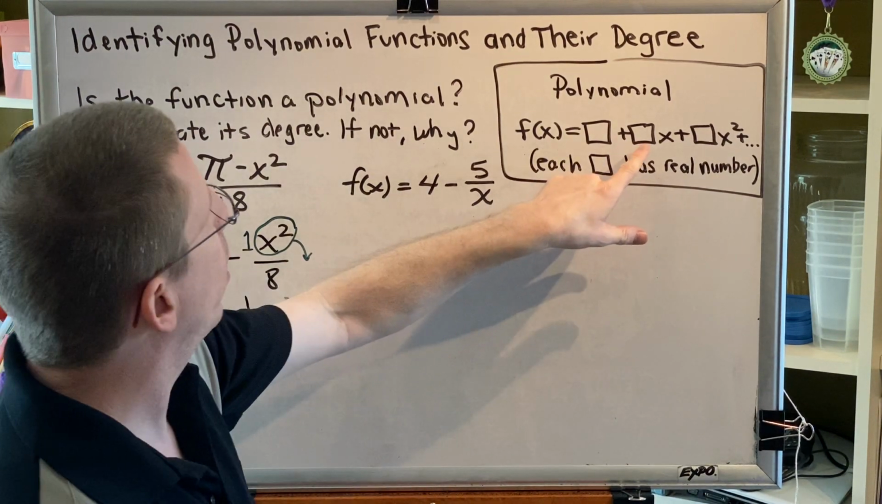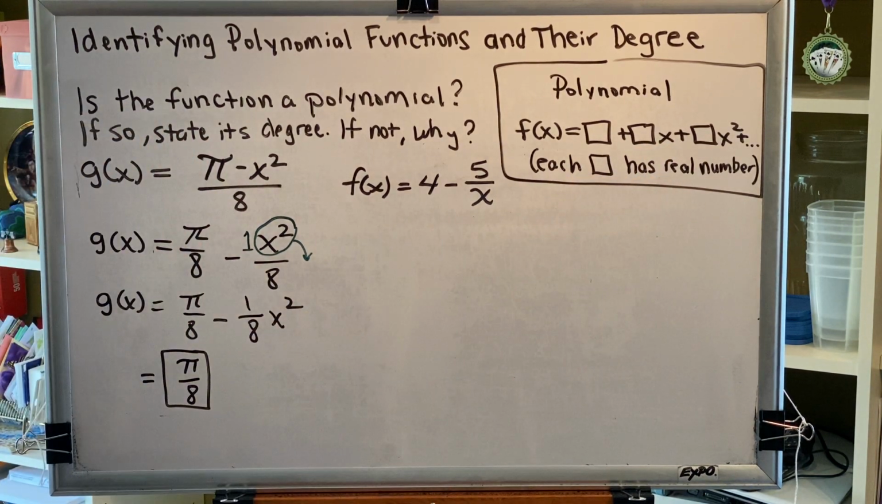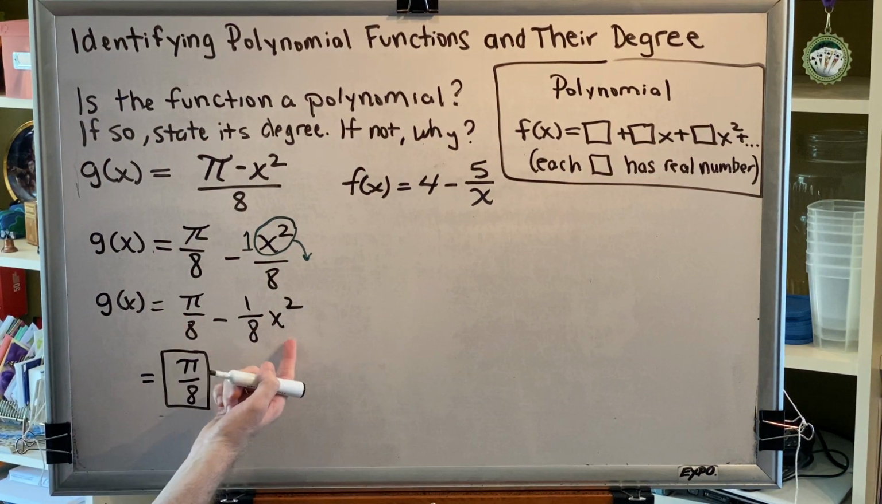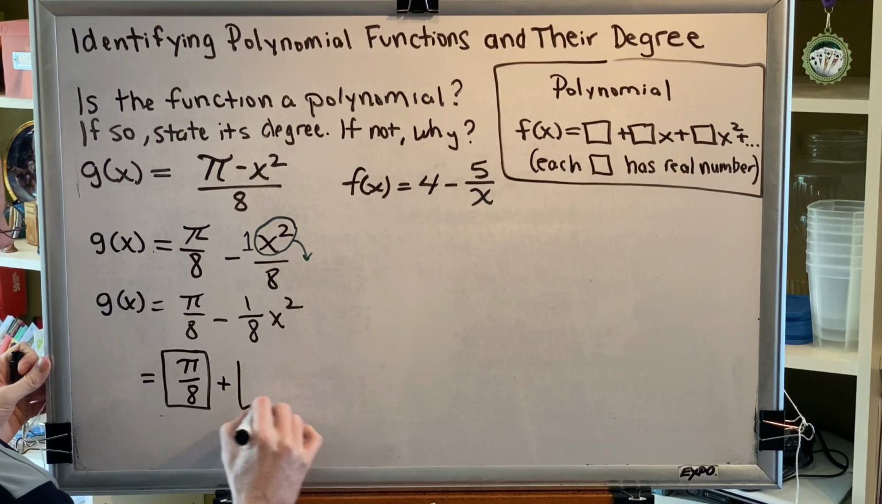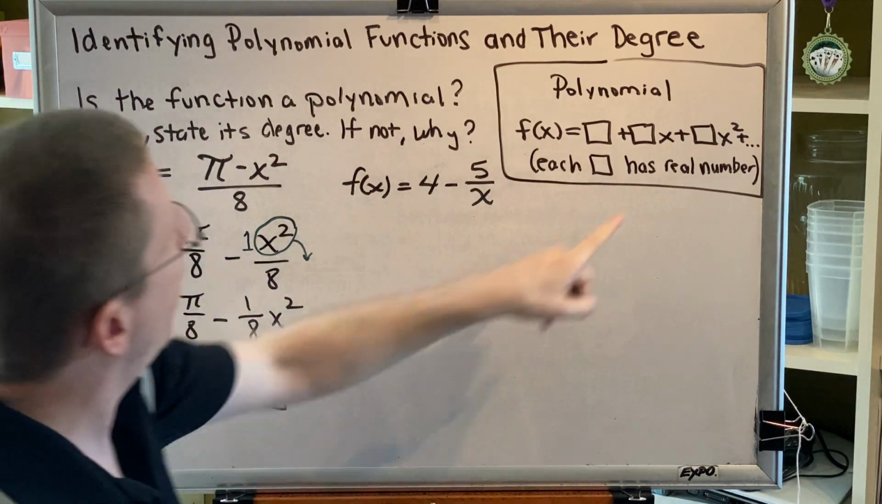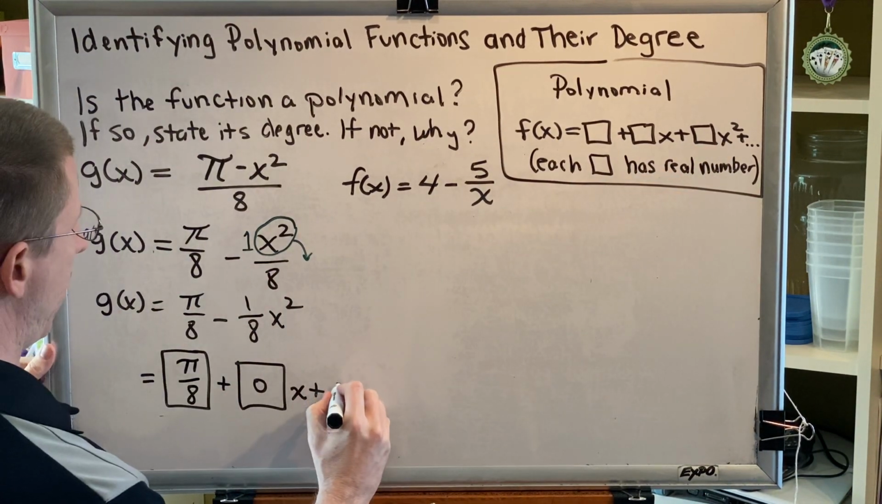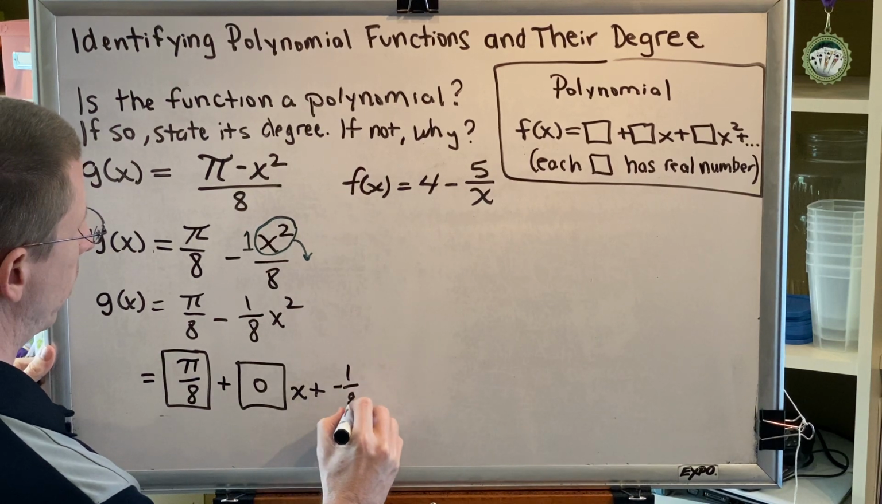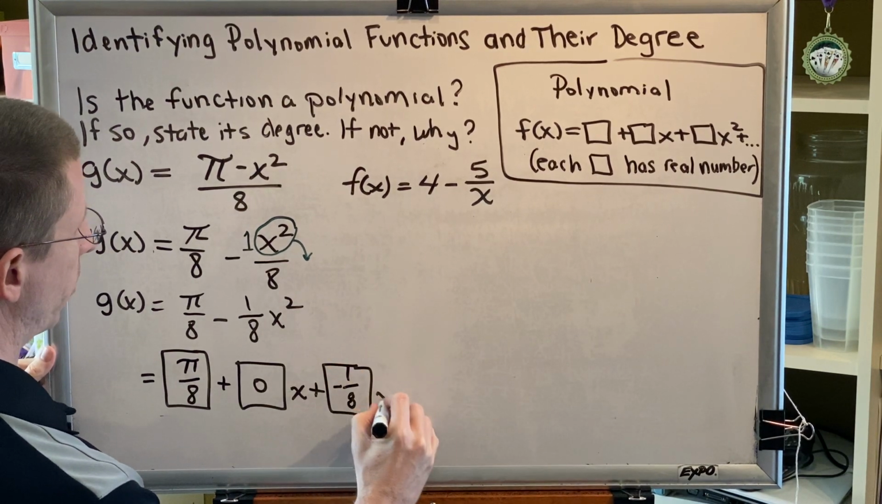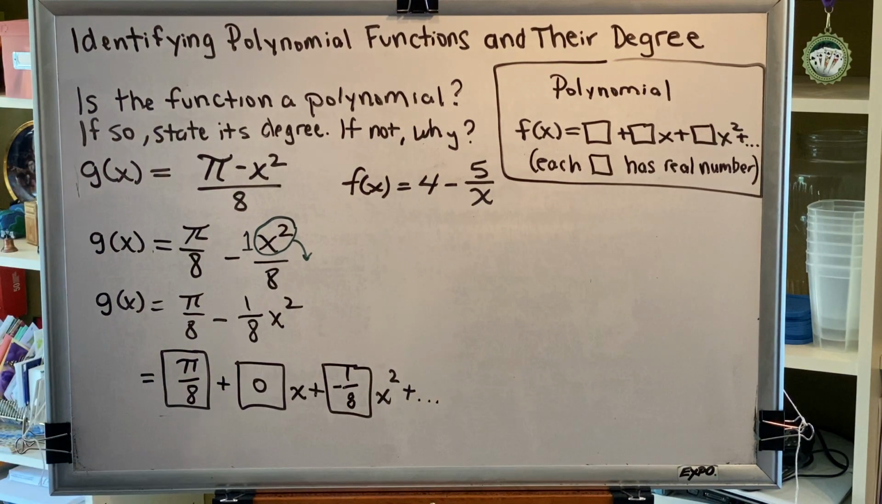All right, next we want to be able to put a number here for the term that has just x. We don't have any of those. This one has no x, this one has x squared, so we would have to put a 0 in that box. And then the next one is a box times x squared. Well, that would in this case be a negative 1/8 is the number that's multiplying by the x squared, etc., etc., etc. We don't have any more terms.